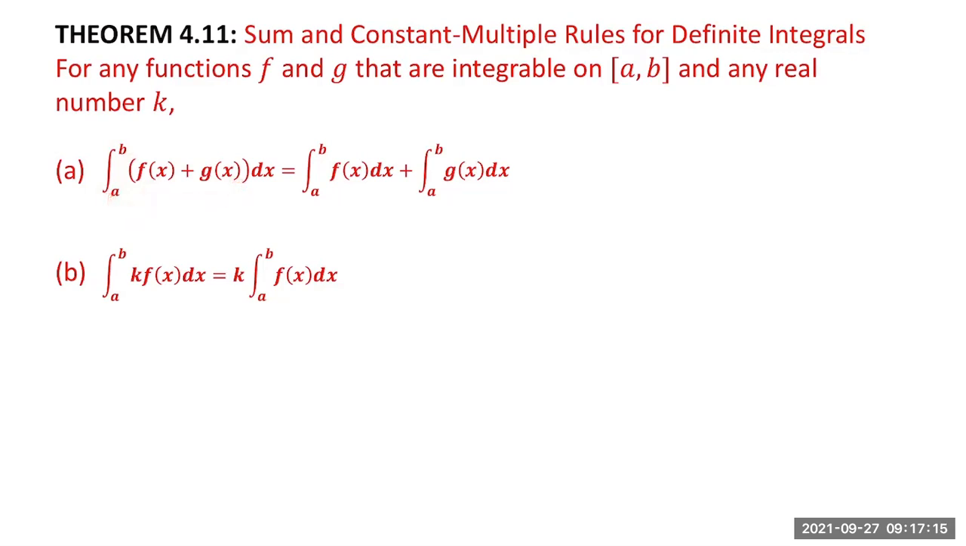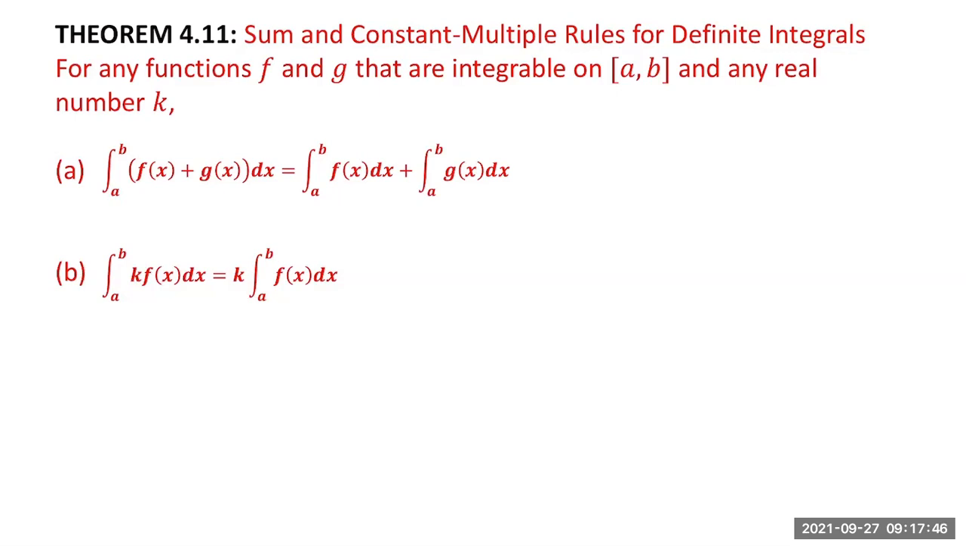And then the constant multiple rule, what it tells you is that the definite integral of k times f of x, k is a constant, from a to b is the same as k times the definite integral of f of x from a to b. Okay, simply what that tells you is that you can pull this constant out. If you have a constant, you can pull that constant out and take the definite integral of the remaining function.